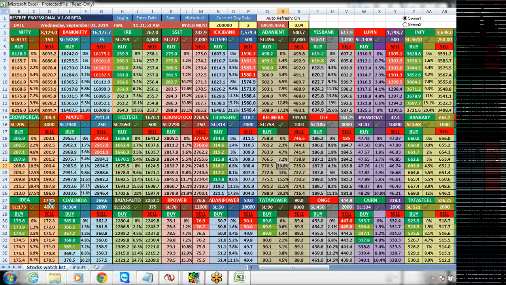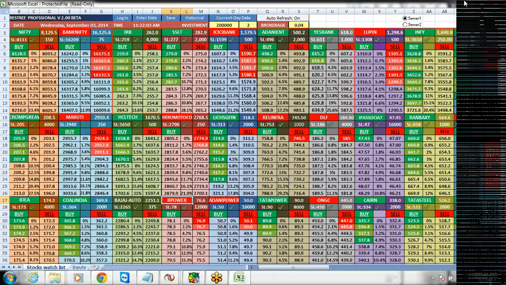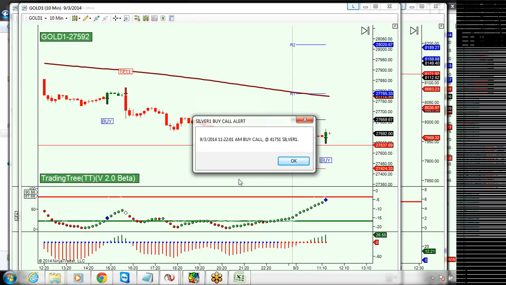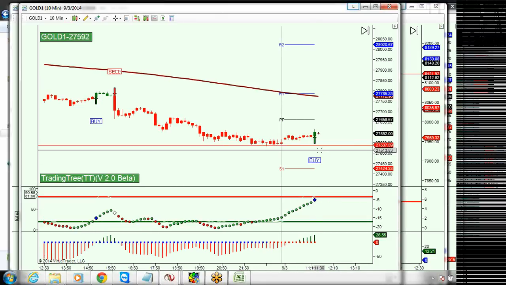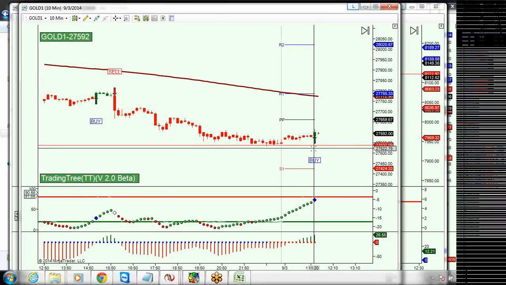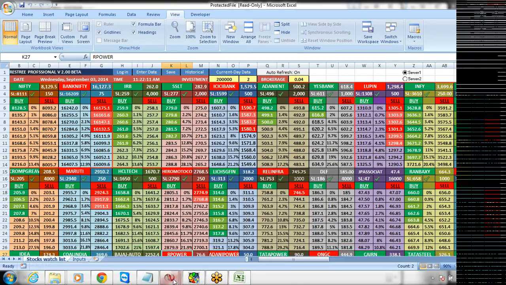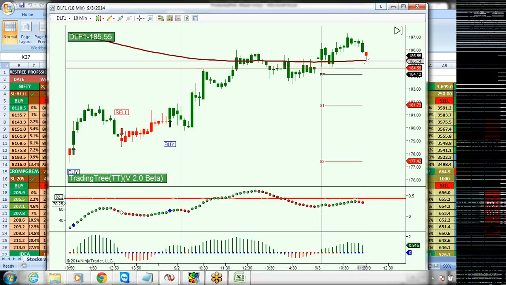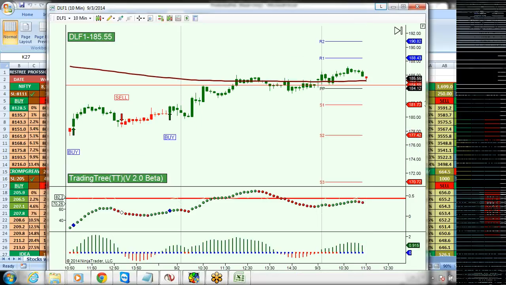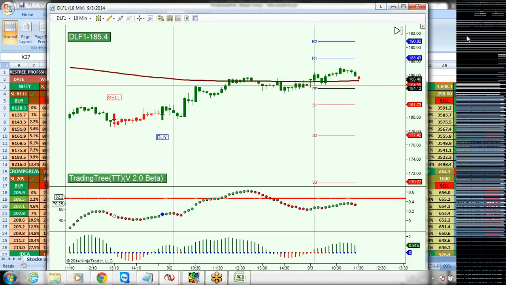So DLF, we have a sell call 185. So what I'll do is I'll just go to the DLF chart. There is a buy call in silver one. So I have a buy call in silver also. So gold and silver usually will be on the same side. So let me just check DLF. So DLF has hit this brown. We'll just wait on DLF because anything can happen in DLF.